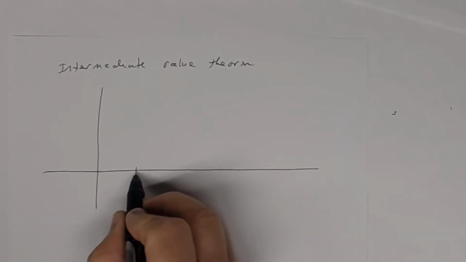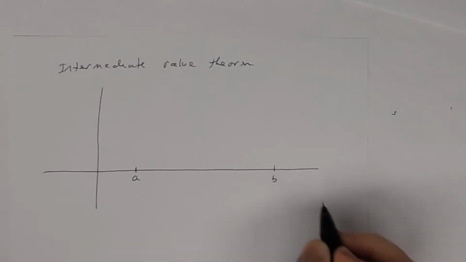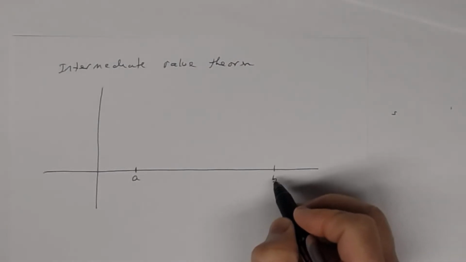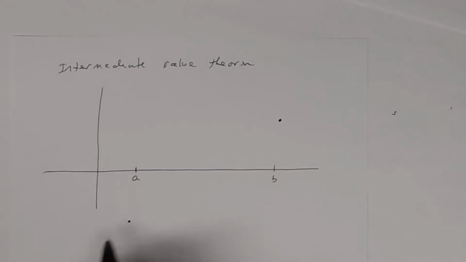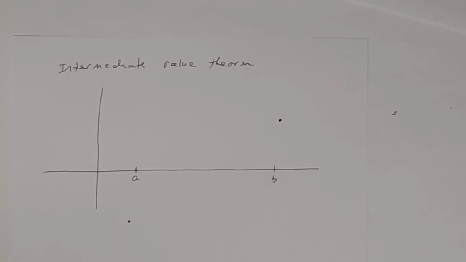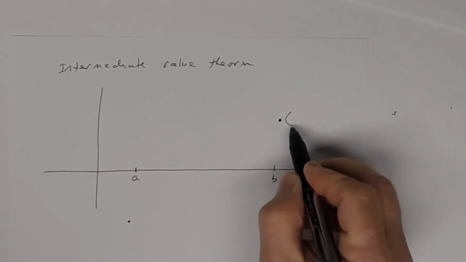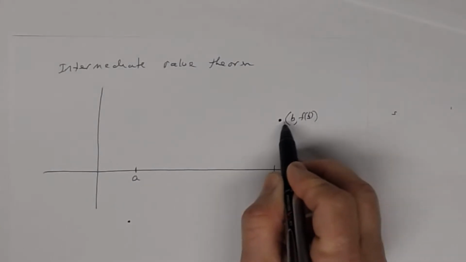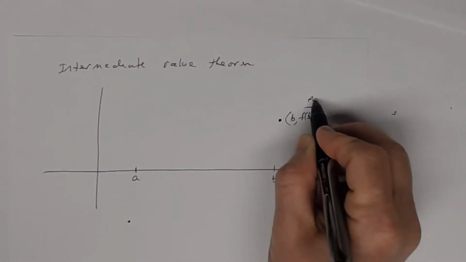Let's suppose that this x-coordinate right here is A, and this x-coordinate is B. And let's suppose that when x is B, I get this point here, and when x is A, I get a point that's in this quadrant. So I have a point in the first quadrant, and a point in the fourth quadrant, okay? When x is B, my y-coordinate is f of B, and it's positive because it's in that first quadrant. So f of B is positive, right?